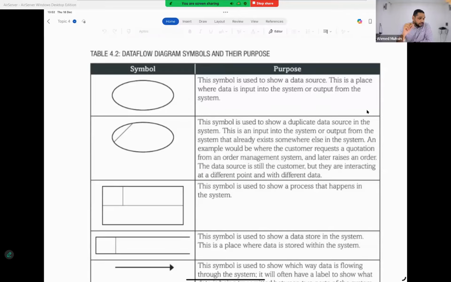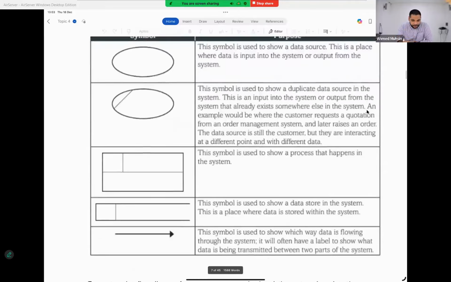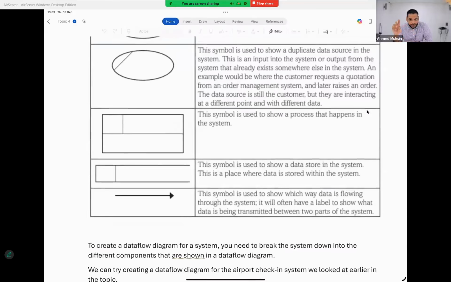Then everybody, data storage points. Can you all see the shape? Where data will be stored will be drawn using the shape you can see over here, right? This is the shape for data storage. And then you have arrows to show the direction that the data is flowing, from source to process, from process to storage, from storage back to source, back to process to source.